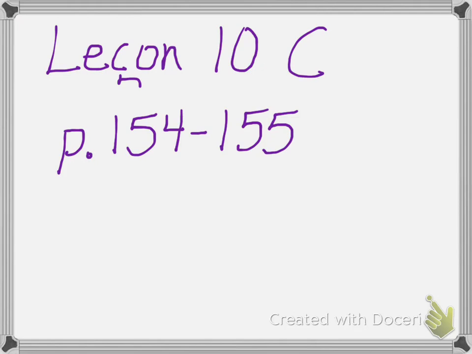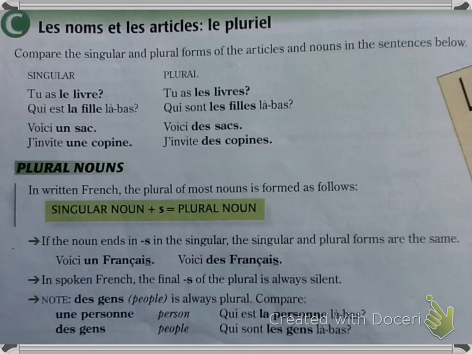On pages 154 and 155 in your textbook. So, we have les noms et les articles, le pluriel. Compare the singular and plural forms of the articles and nouns in the sentences below. Just as a reminder, singular means only one, plural means more than one.